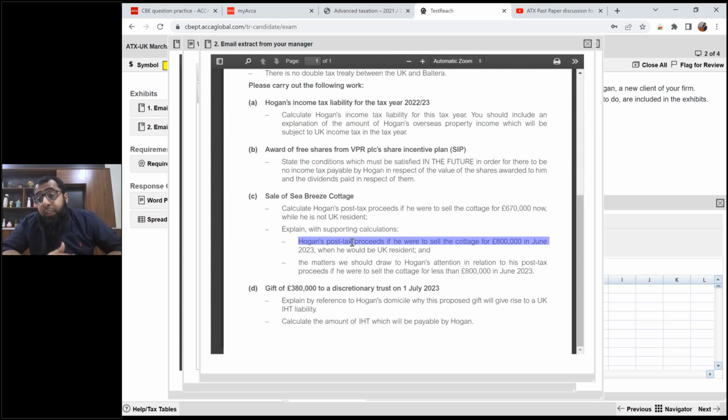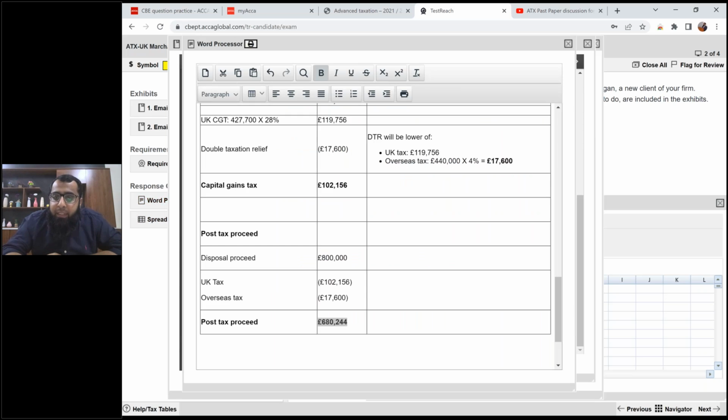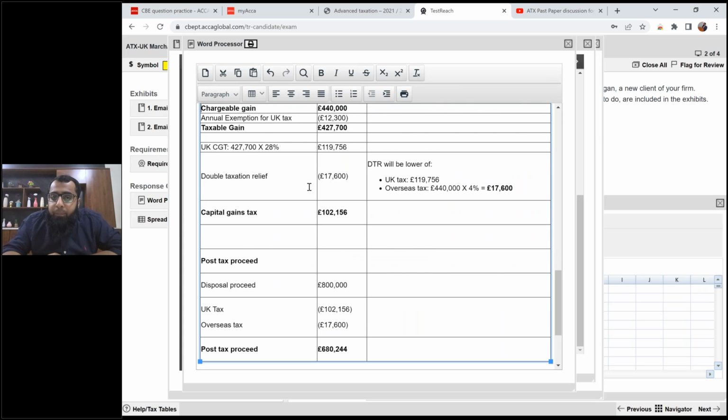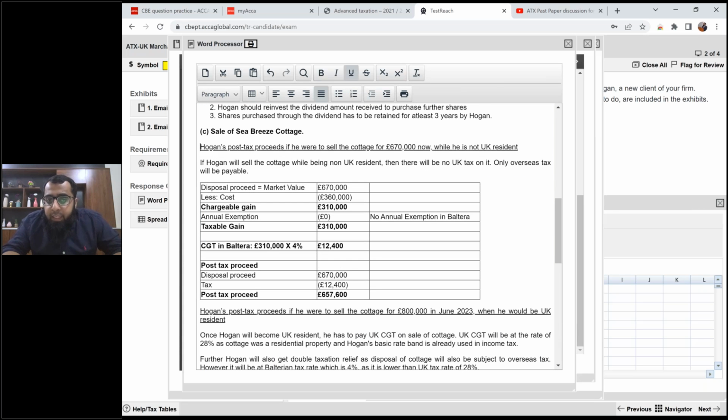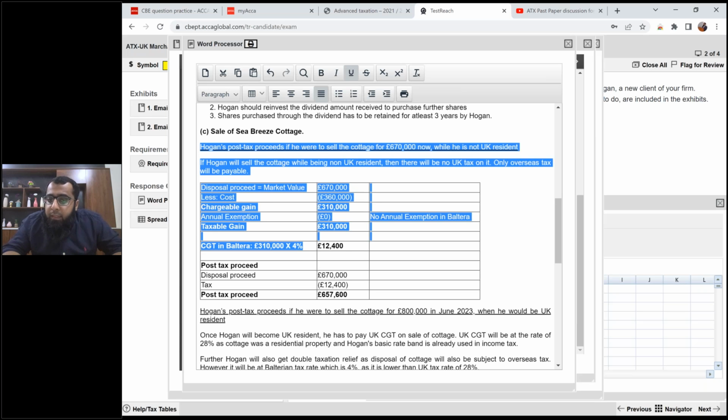Let's read if he's asking anything else. What could be the indicator for stamp duty? He will refer to something about stamp duty in the question. Hogan's post-tax proceed if he were to sell the cottage for 800,000 in June 23 when he would be UK resident. In this part I will agree that some students may make an error. This second bullet was a bit technical, but if you look at this entire requirement of 7 marks, this thing was very easy.